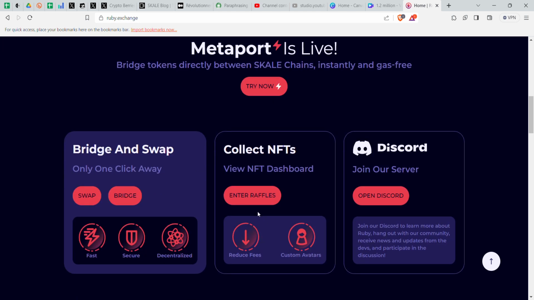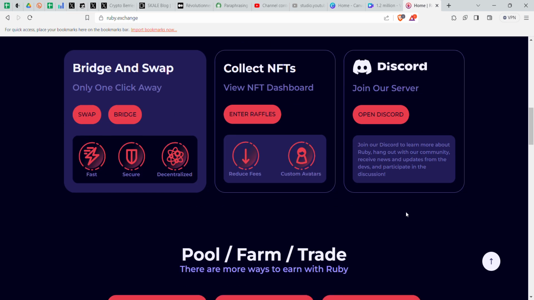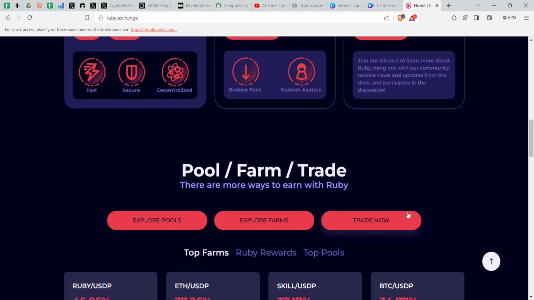So here we can see some other things about Ruby Exchange. You can swap quickly, you can bridge, and the exchange is fast and secure. It is also completely decentralized. You can collect NFTs and view them on your NFT dashboard on Ruby, and to meet other Ruby farmers and Ruby users, you can join the Discord channel and also to speak with the team.